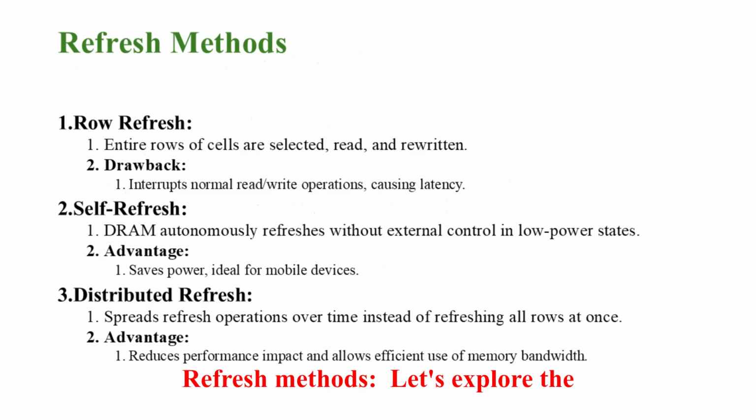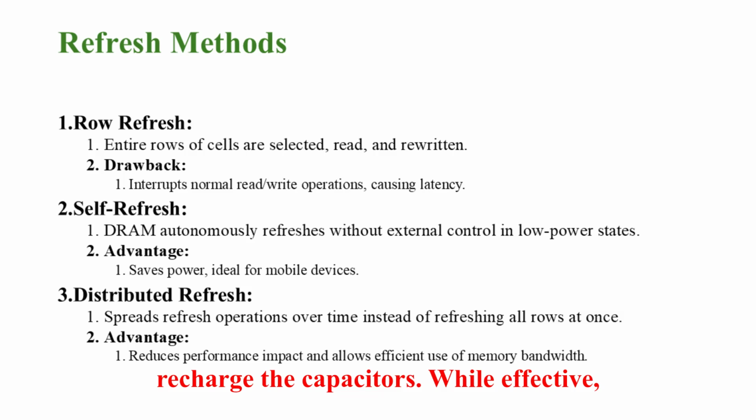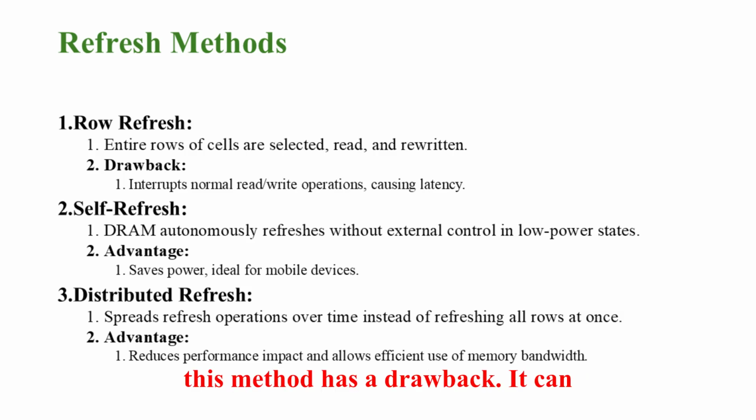Refresh methods. Let's explore the different methods used for refreshing DRAM. Row refresh. In this method, the memory controller periodically selects entire rows of memory cells to refresh. The process involves reading the data in the row and rewriting it to recharge the capacitors. While effective, this method has a drawback. It can interrupt normal read and write operations, leading to increased latency.